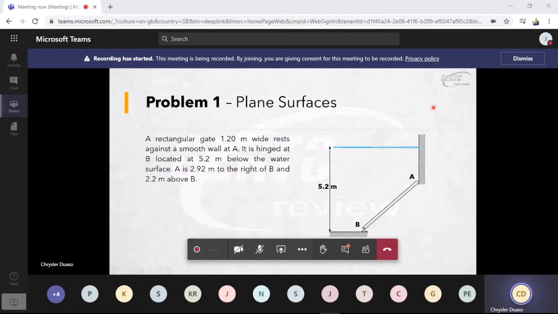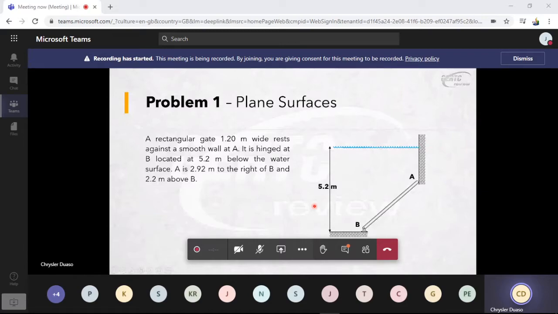Anyway, let's have this problem. Plane surfaces, problem number 1. You can take a screenshot, you can copy it. But anyway, this is recorded, so every now and then we can access it.